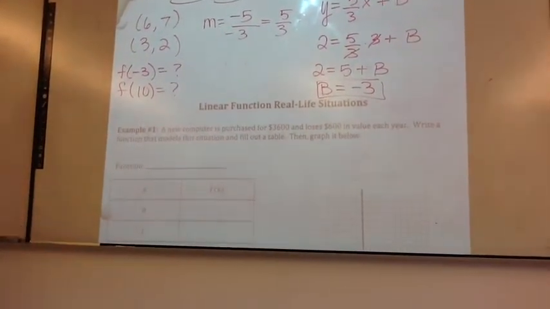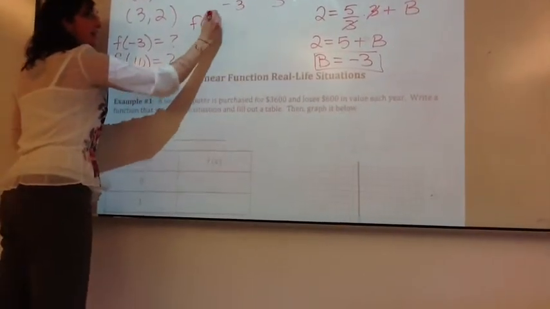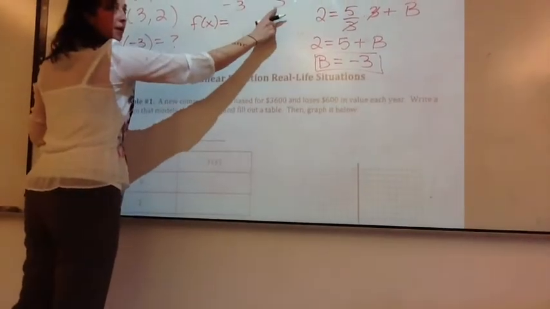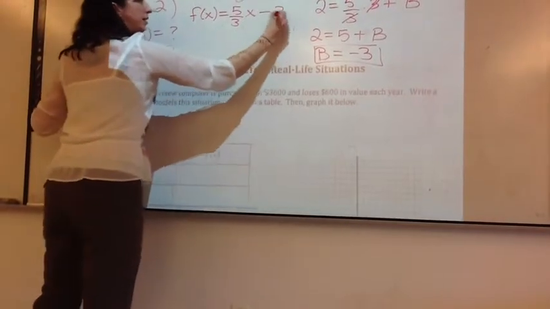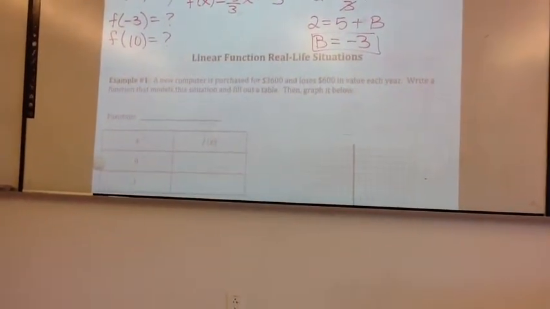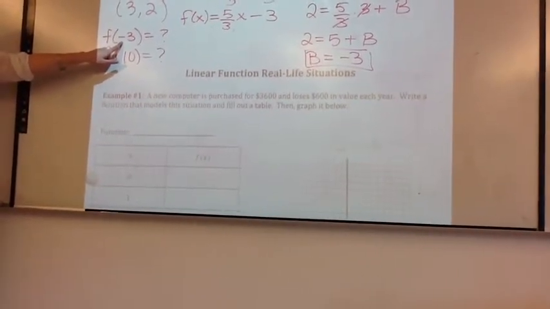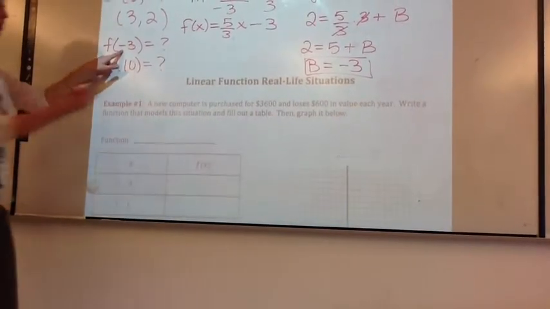So let's put our equation together. Not y, but f of x equals, what's the slope? 5/3. 5/3 x minus 3. And now let's answer the question. F of negative 3. So what are we going to plug in for x? Negative 3.